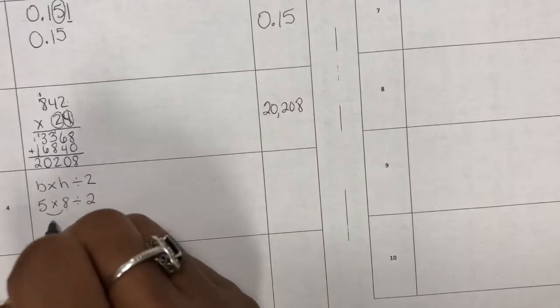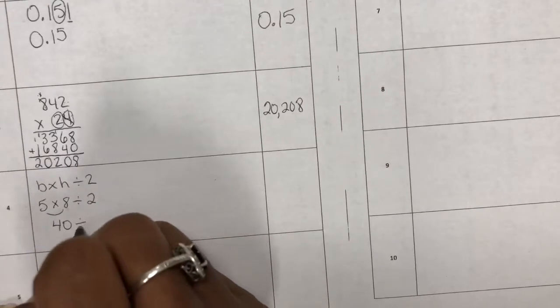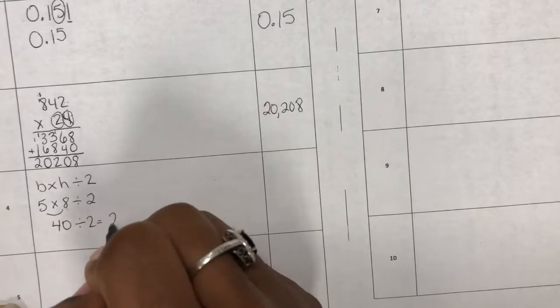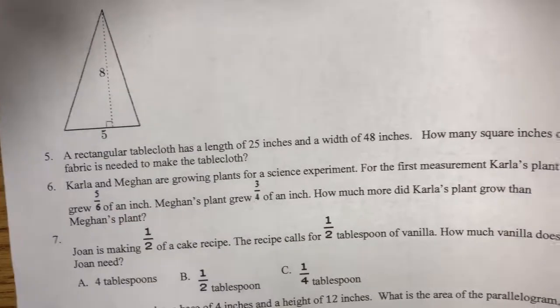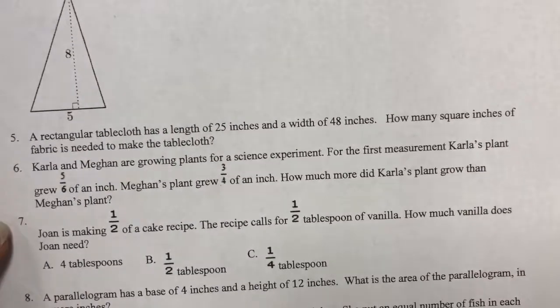So I'm going to do 8 times 5 first, which gives me 40. And then 40 divided by 2 gives me 20. So my answer will be 20, and my unit for this one is, they didn't give me any, so we're just going to leave it at 20 square units.